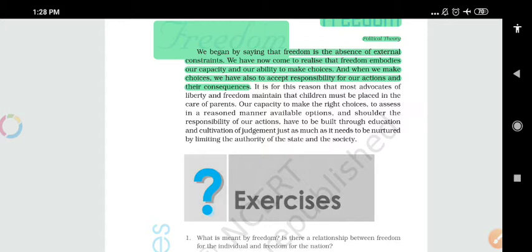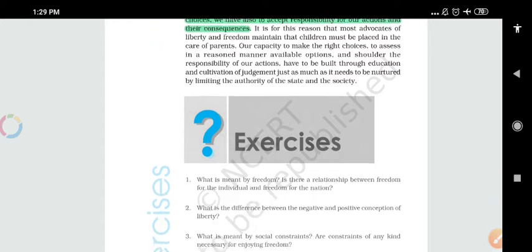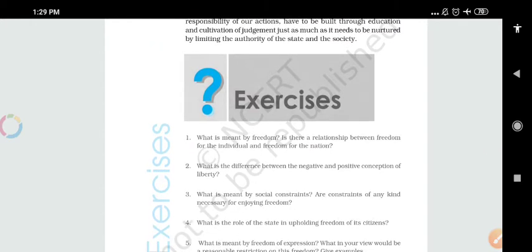If it is not banned or stopped by the government or society, we all have to understand its consequences, and whether it is good for society or not. We have to bear the responsibility for that also. So this is all about this freedom chapter.